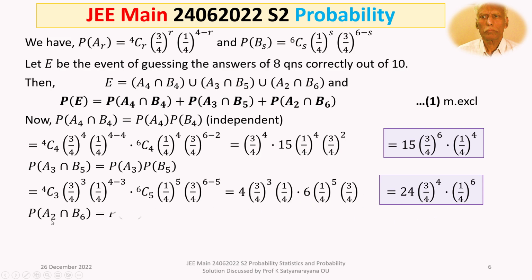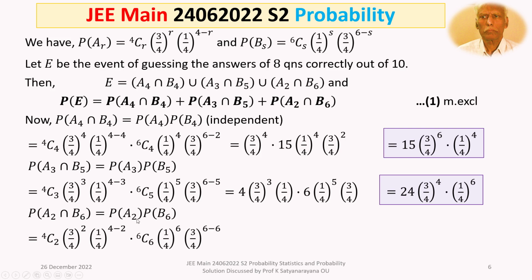So next, probability of A2 intersection B6, that is probability of A2 multiplied by probability of B6, that is equal to 4C2. Agreed? Because 2, (3/4) whole square into (1/4)^(4-2), into probability of B6, 6C6 into (1/4)^6 into (3/4)^(6-6), that is 0. (3/4)^0 is 1.